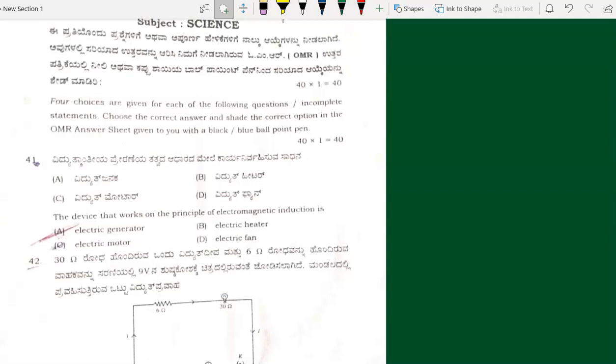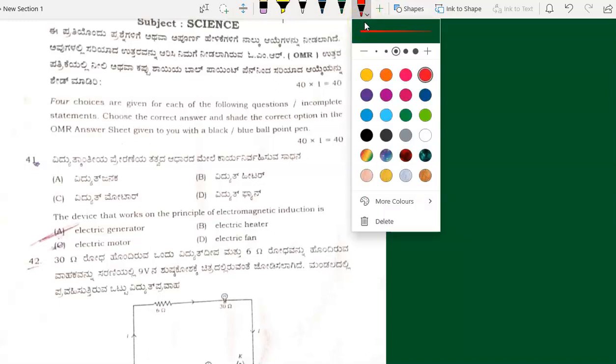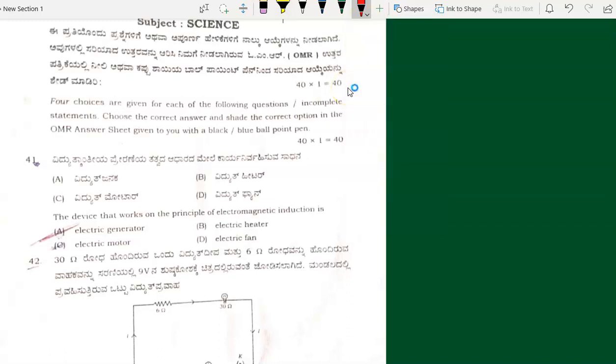Okay. So the device that works on the principle of electromagnetic induction is the electric generator. You have seen the dynamo, right? The dynamo is present in the electric generator. So this electric generator works based on electromagnetic induction. Then next question.